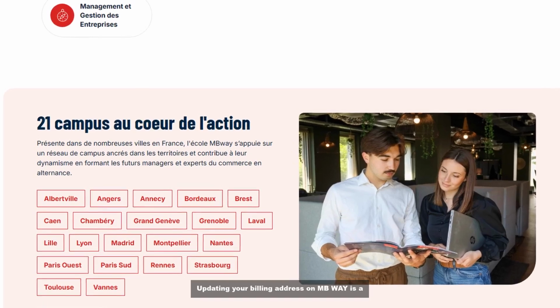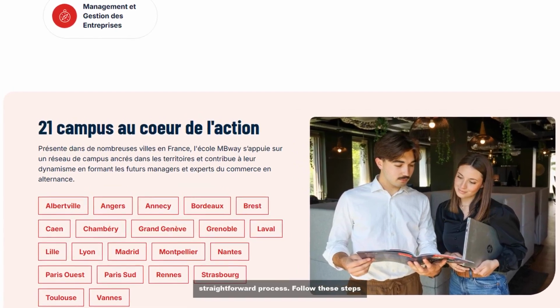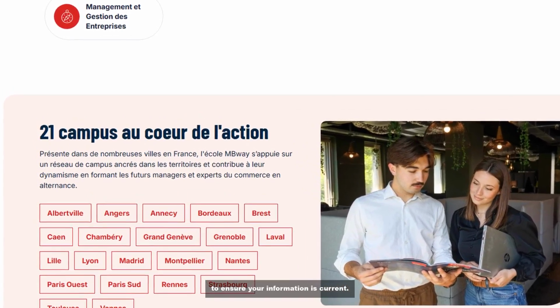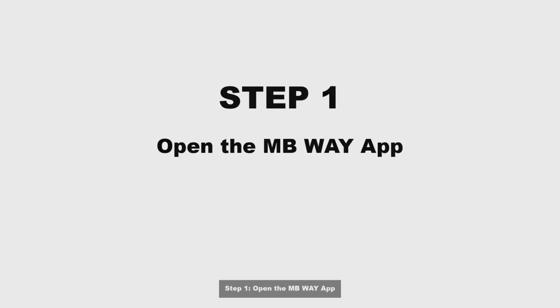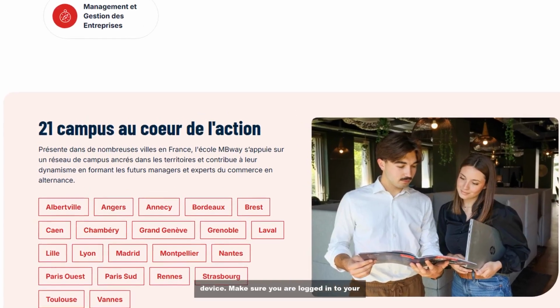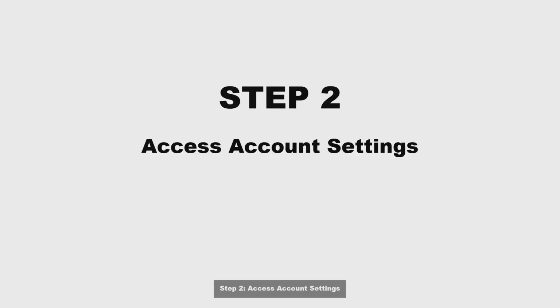Updating your billing address on MBWAY is a straightforward process. Follow these steps to ensure your information is current. Step 1. Open the MBWAY app. Launch the MBWAY application on your mobile device. Make sure you are logged into your account.